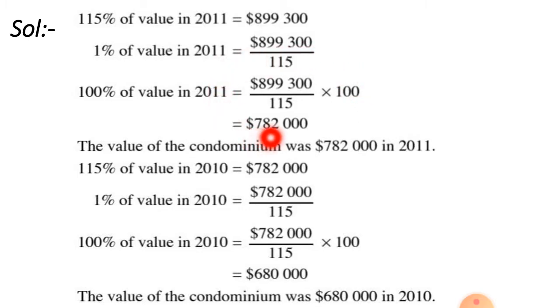We are going to calculate these three numbers. We will get $7,82,000. The value of the condominium was $7,82,000 in 2011. Now we have to find out 2010.